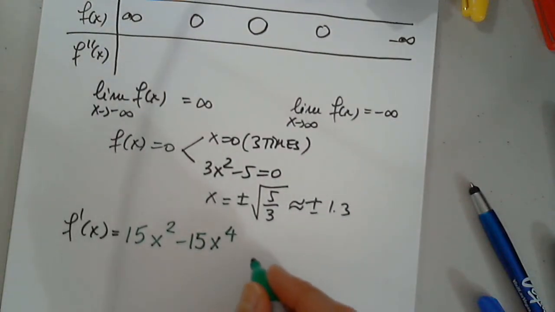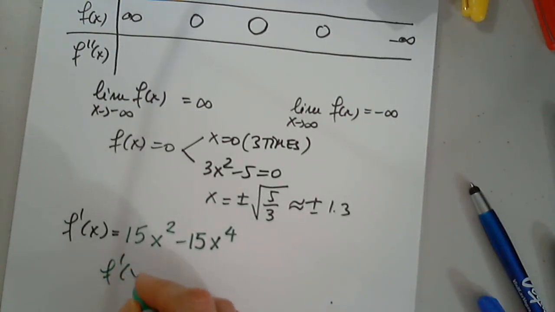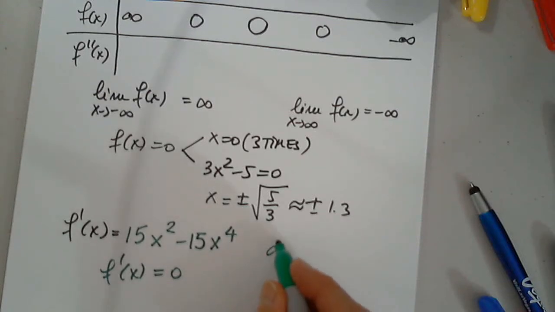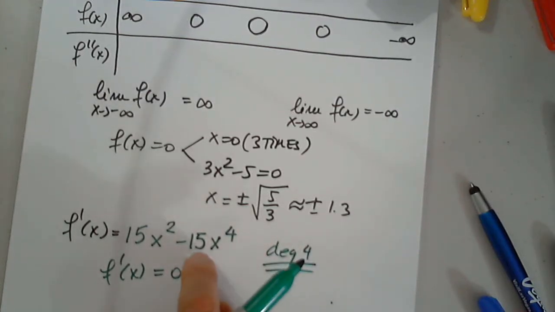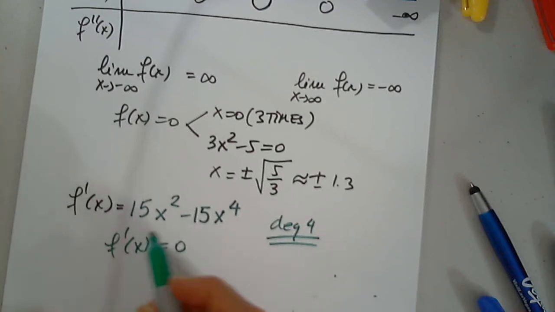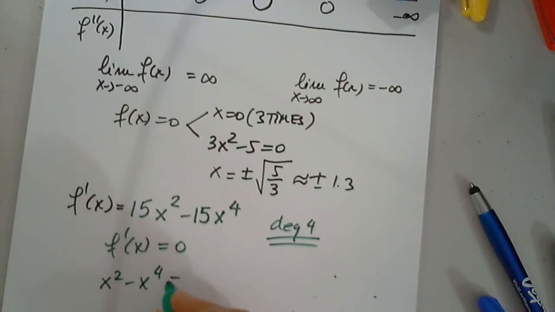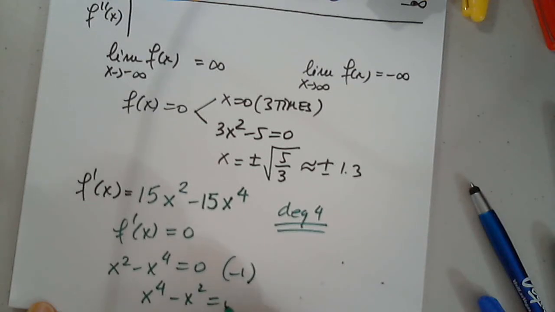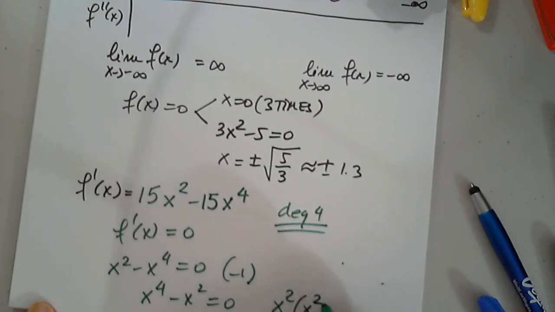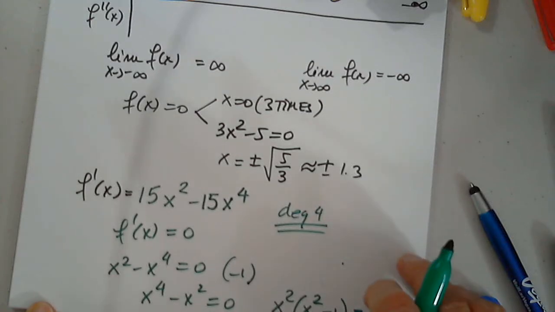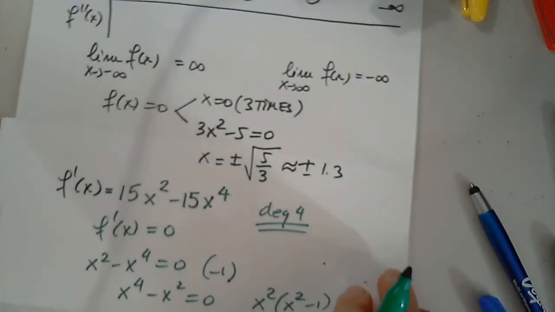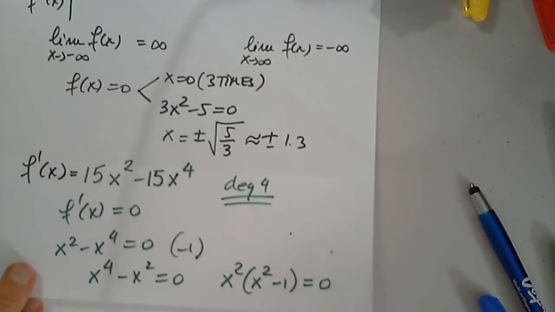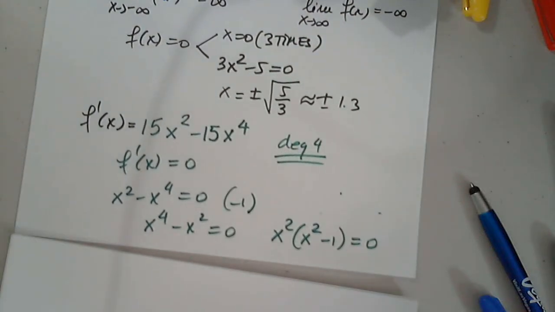So I know that this will never be undefined. Critical numbers would not come from f prime being undefined, but will come from f prime being 0. So it's degree 4. I have to find 4 solutions for this equation. I divide by 15. So I have x squared minus x to the 4th equals 0, or x to the 4th minus x squared equals 0, and I factor out x squared. And that's how I get those 4 solutions. 2 of them are 0, and one is positive 1, and the other one is negative 1.